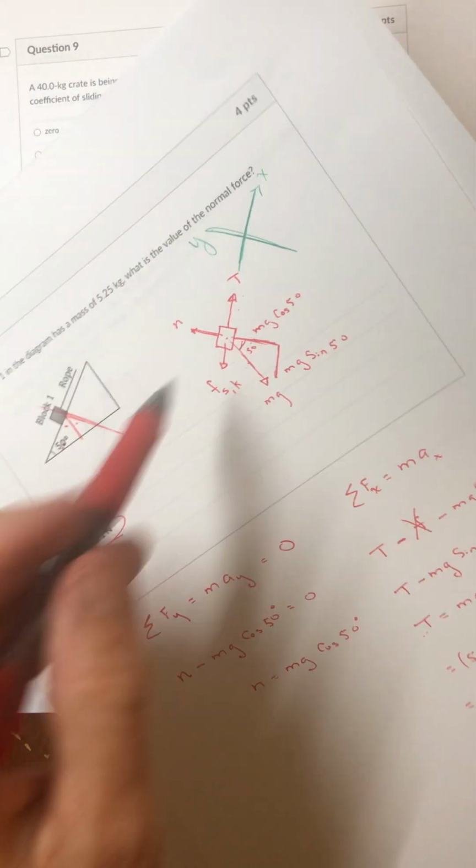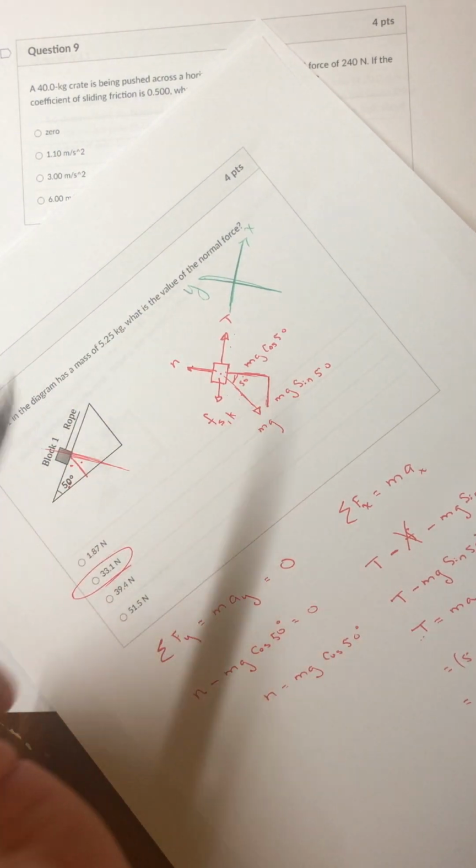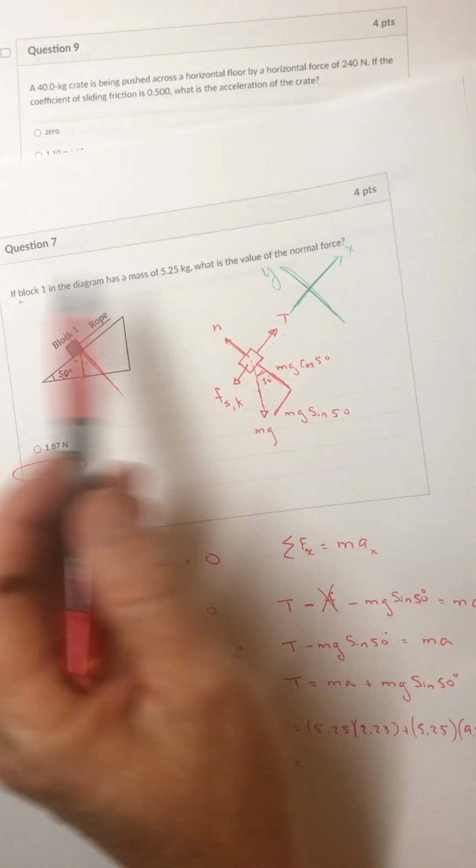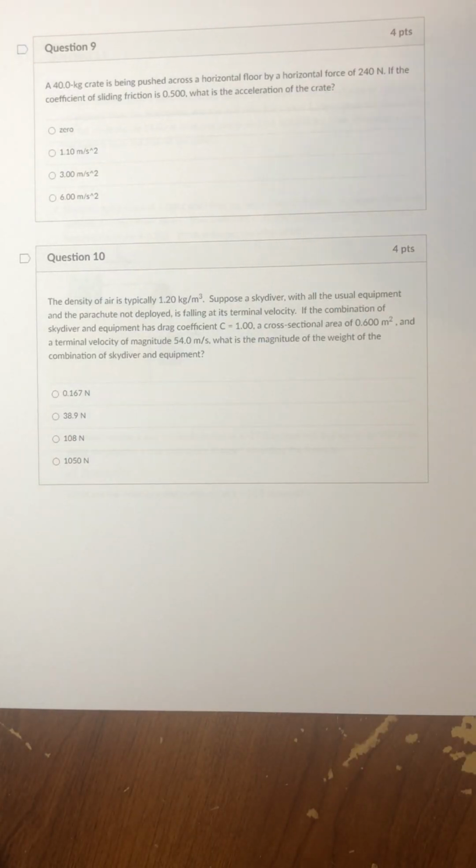Now good. So those kind of went together, and each component in the two-dimensional world. The first one was about the y component, and the second one was about the x component.